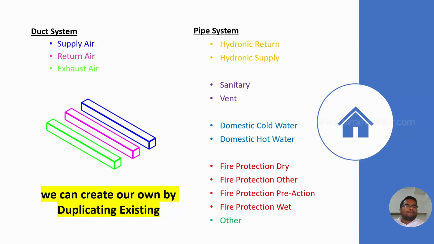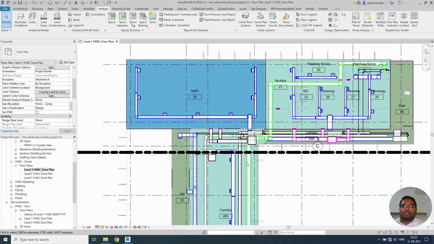And the best thing is that in Revit, you will be able to duplicate an existing system and create your own system based on it. It may be anything, for example, a fresh air duct system you can create. By duplicating an existing system, you will be able to create them. So with that, let's go ahead and start using Revit.